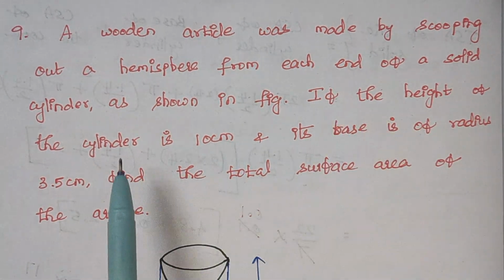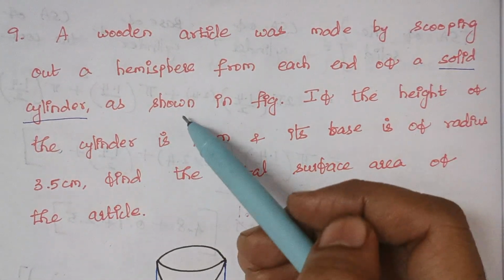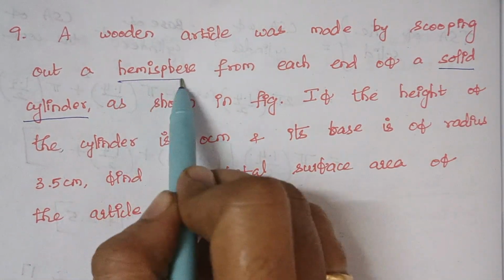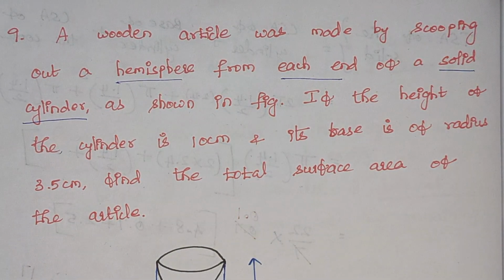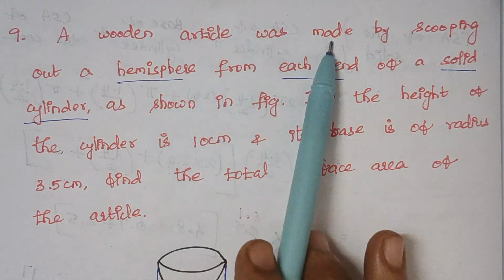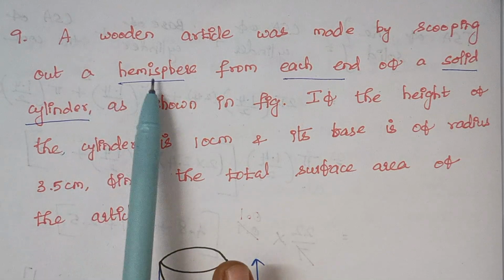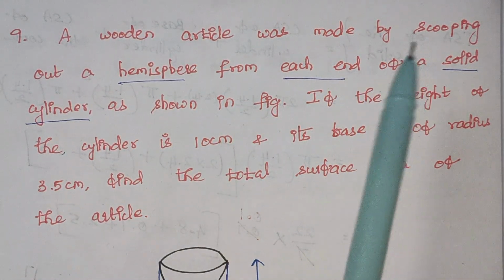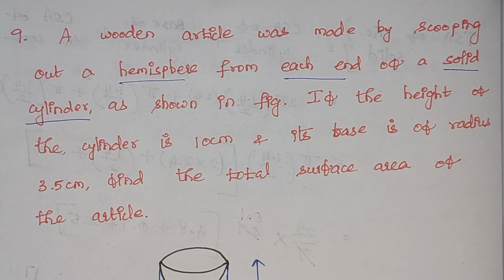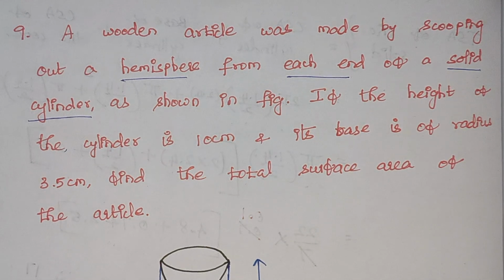So here what is the thing? You see, we are having a solid cylinder, and we are having a hemisphere from each end, right? So here the two shapes are one cylinder and another hemisphere, and the article was made by scooping out a hemisphere from each end of the cylinder. That is, a cylinder has two ends, right? From both the ends of the cylinder we had scooped out, we had formed a hemisphere, right?